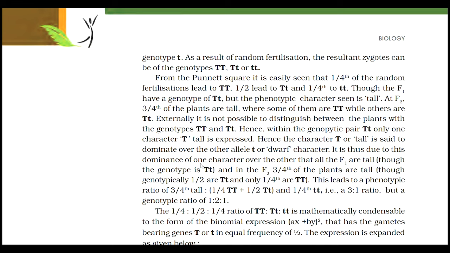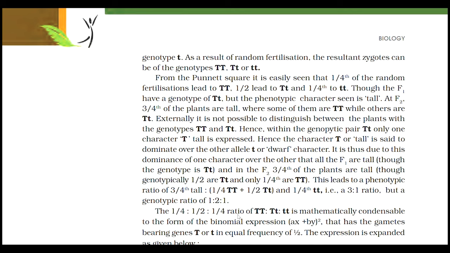It is thus due to this dominance of one character over the other that all the F1 are tall, though the genotype is capital T small t, and in the F2, 3/4 of the plants are tall, though genotypically 1/2 are capital T small t and only 1/4 are capital T capital T. This leads to a phenotypic ratio of 3/4 tall, which is 1/4 capital T capital T plus 1/2 capital T small t, and 1/4 small t small t, that is a 3:1 ratio, but a genotypic ratio of 1:2:1.